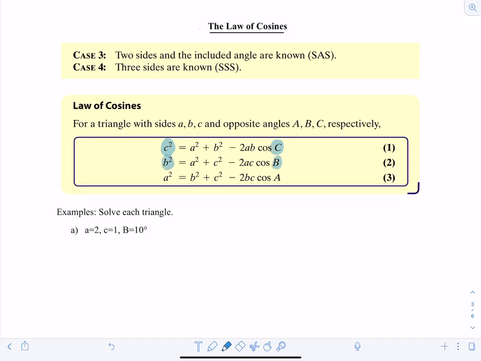So b squared, this one has cosine B. a squared, this one has cosine A. And then it's always the sum of the other 2 sides squared minus 2 times their product with cosine of the angle that is opposite the side that's isolated on the left-hand side of the equation.